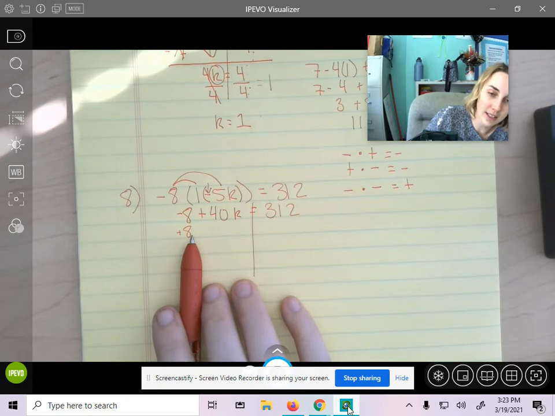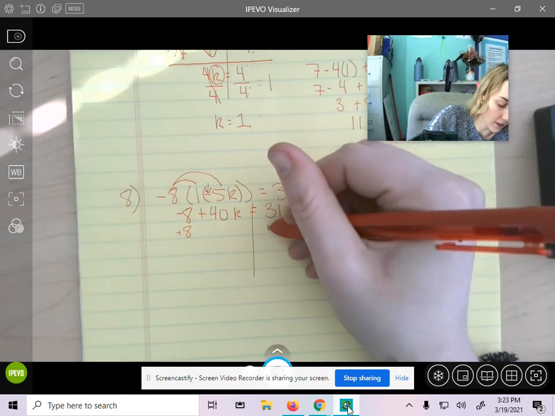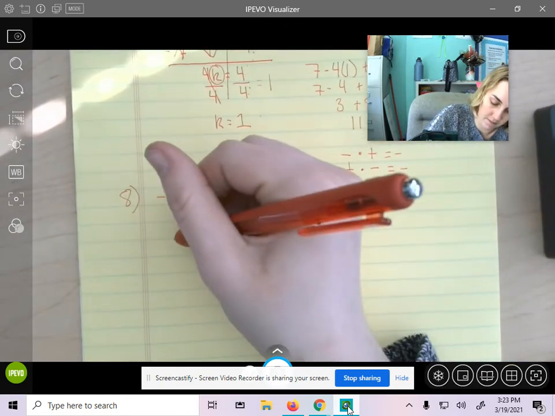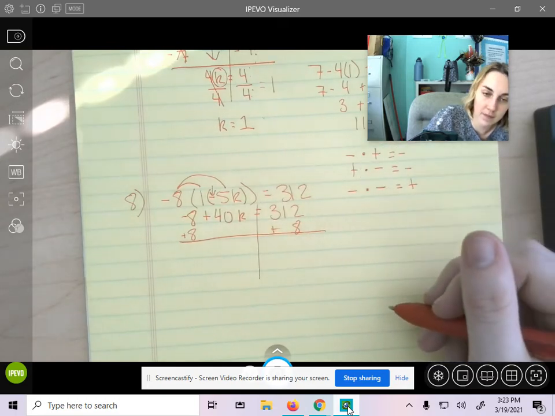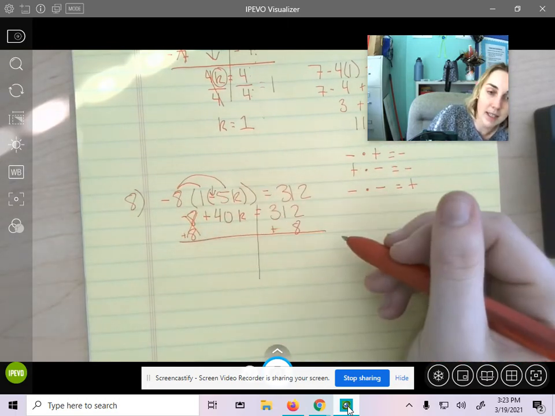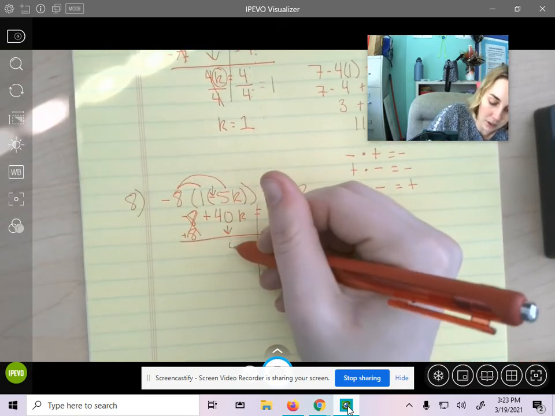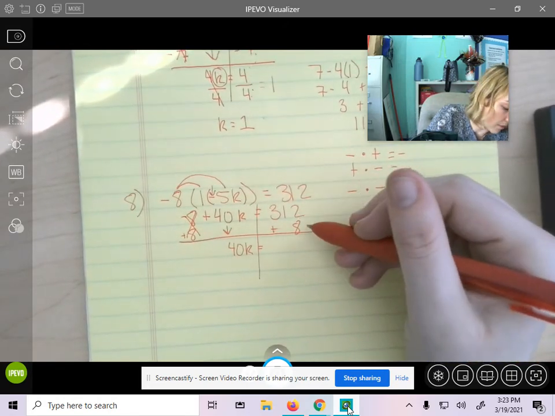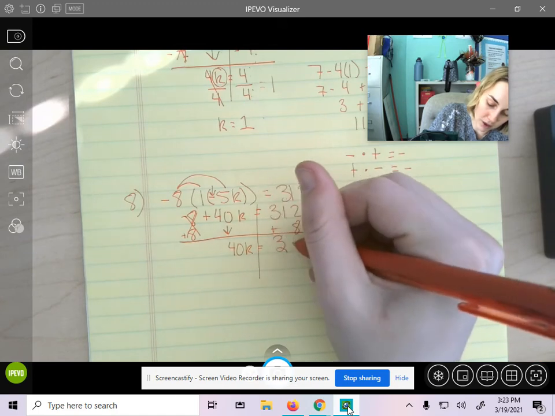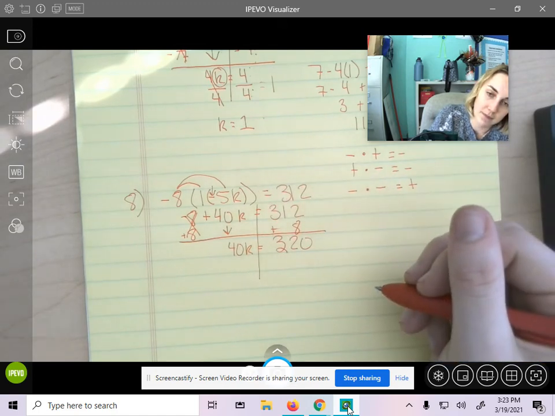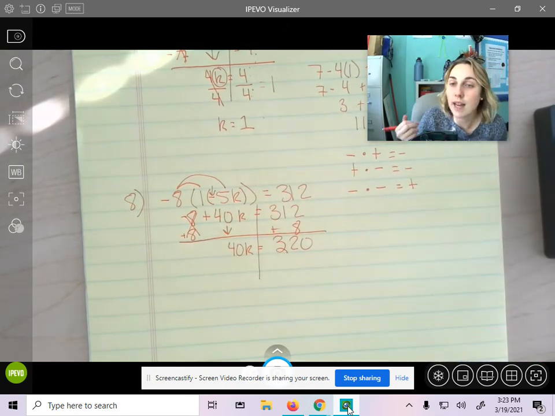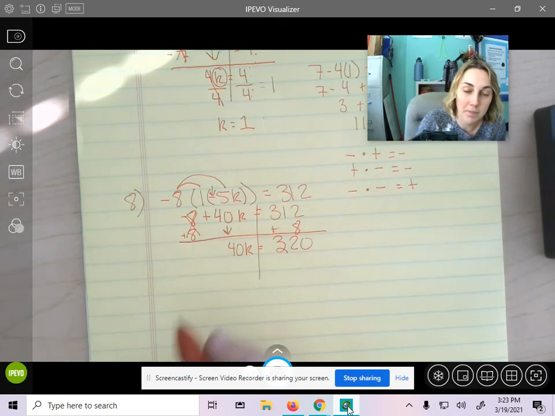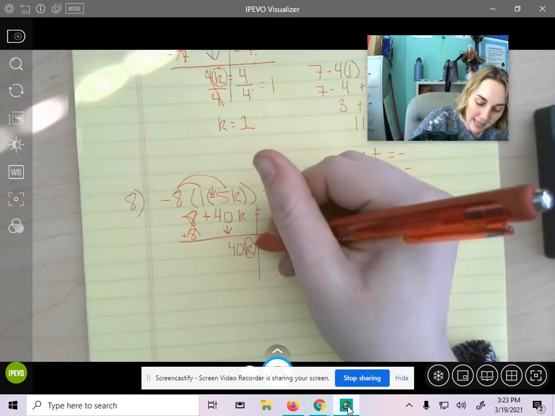And if I do that on one side of the equal sign, I have to do the same thing on the other side as well. So these canceled out, they're opposites. I'm going to bring down this positive 40k. And then 312 plus 8 is going to give me 320. And now I can solve the one-step equation. I want to get k by itself.